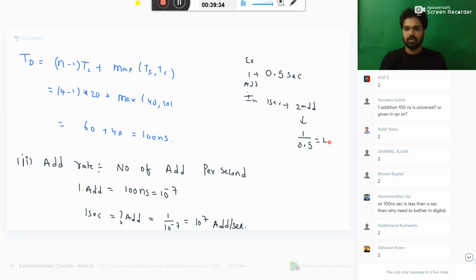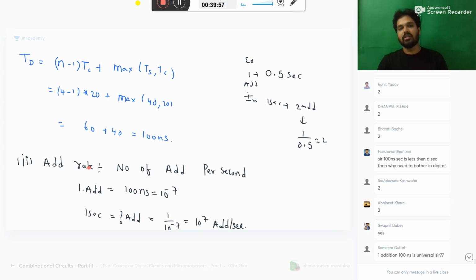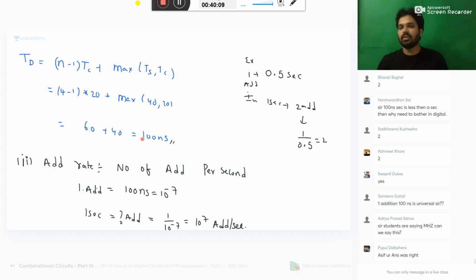What is your doubt, Harsha? Is this point clear? One addition requires 0.5 seconds. In 1 second, how many additions can be performed? 1 by 0.5, 2. Same way here, one addition requires 100 nanoseconds, 10 power minus 7 seconds. So in 1 second, how many of this kind of additions can be done? That is the question. Okay, your computer time 1 second is available. How many additions can you perform? Now this is only for this question, Samira. For this figure in this question only.